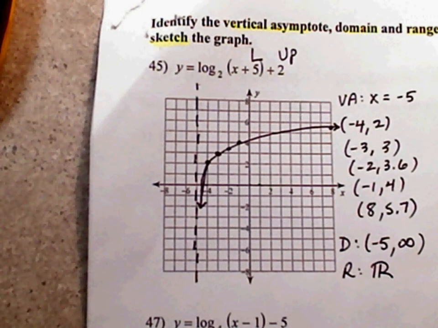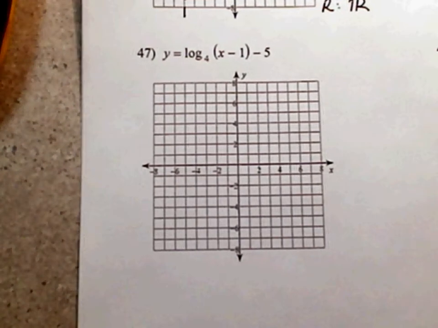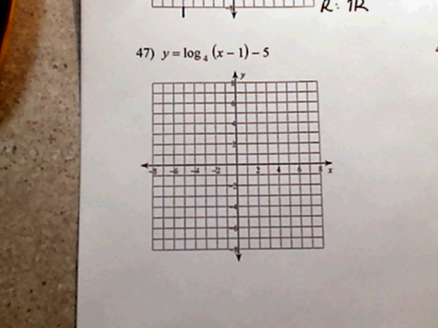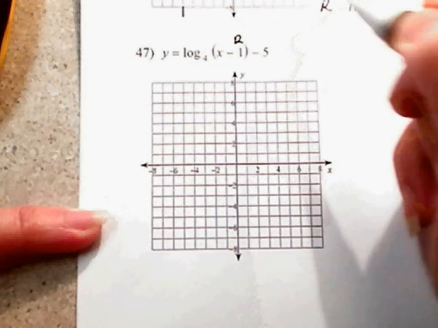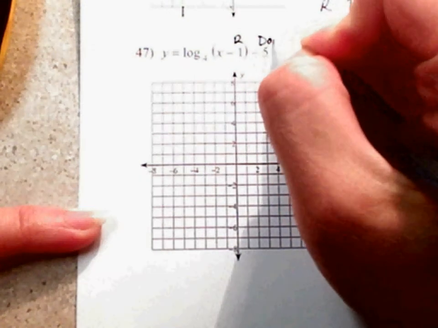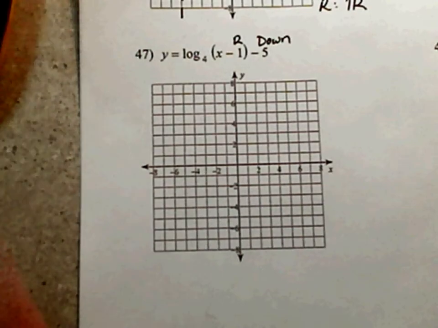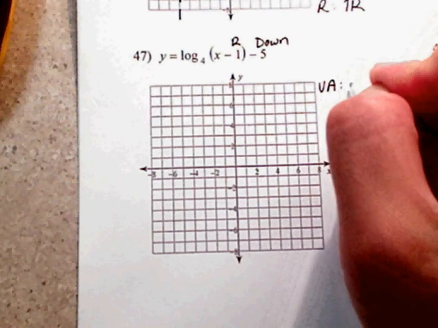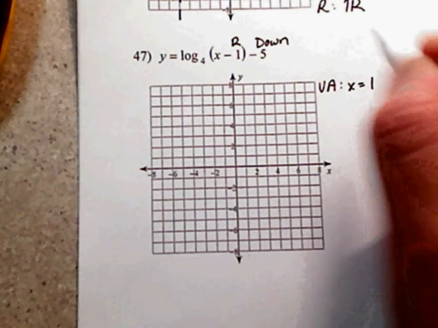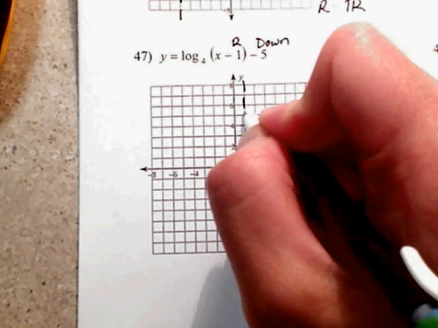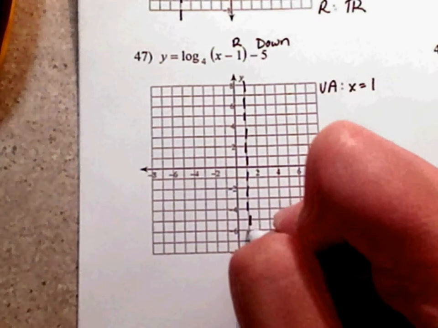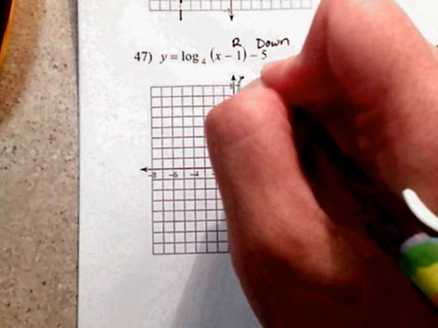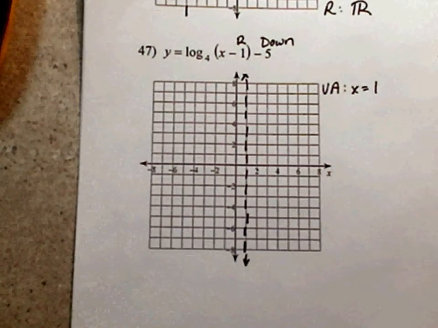47. Okay? Let's graph 47. Same thing. We're going to move to the right one, and we're going to move down. Okay? Just like that. Vertical asymptote, x is at 1. Draw your dashes. Okay, there's my dash. Go to your calculator. Type that in. Okay? Y equals.